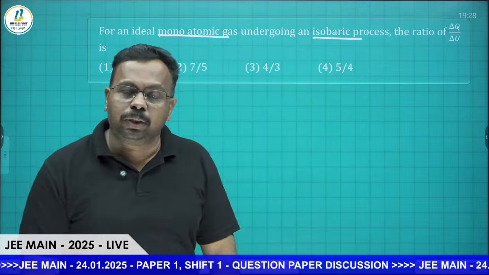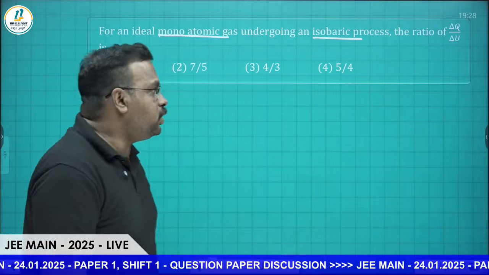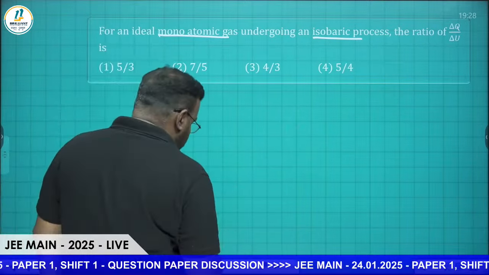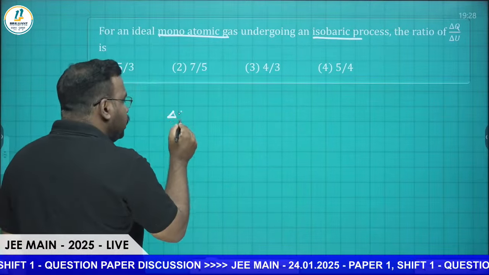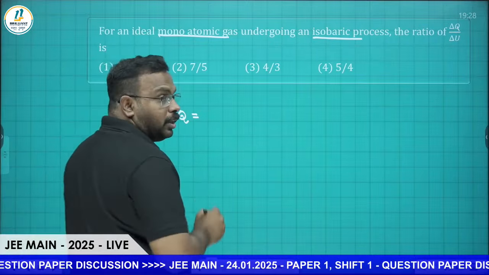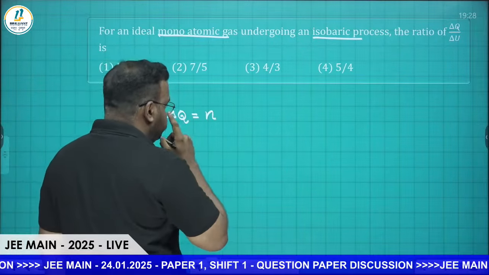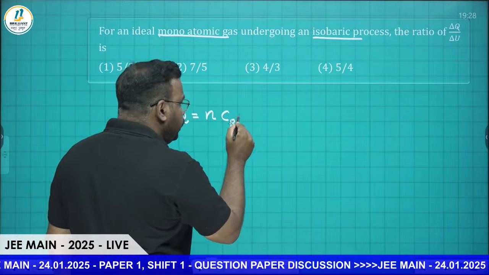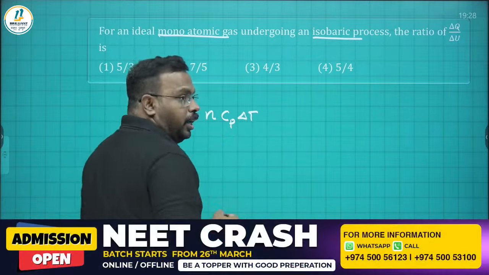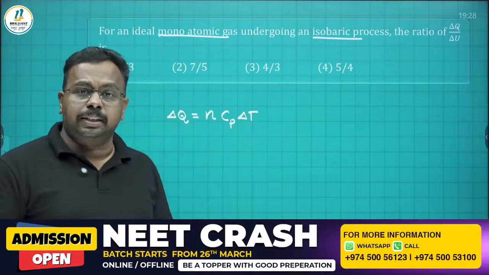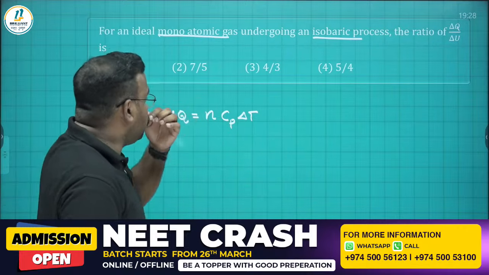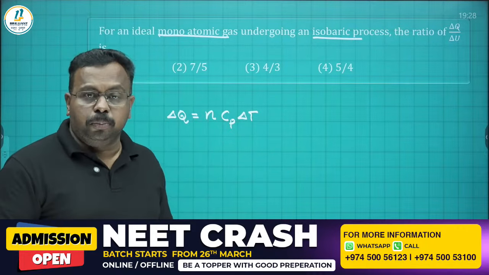Isobaric process means you know which one is constant? The pressure is constant. So they're asking delta Q. What is delta Q? In an isobaric process, pressure is constant, so the energy formula we can use is n Cp delta T, because pressure is constant. Here n is the number of moles, you know that.